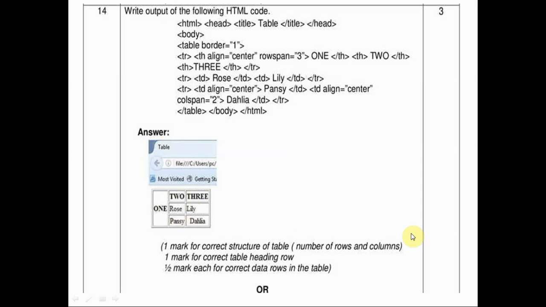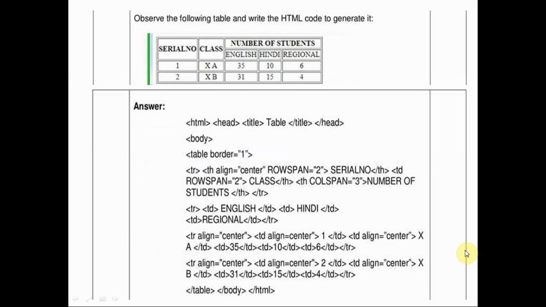Here one more question is given in the O section. Let's see. Observe the following table and write the HTML code to generate it. A table is given. By seeing this table you have to write the HTML code to create this table. Let's begin. Here serial number is written as table header, class, number of students, English, Hindi, regional. Here see 2 rows are merged in serial number and class.